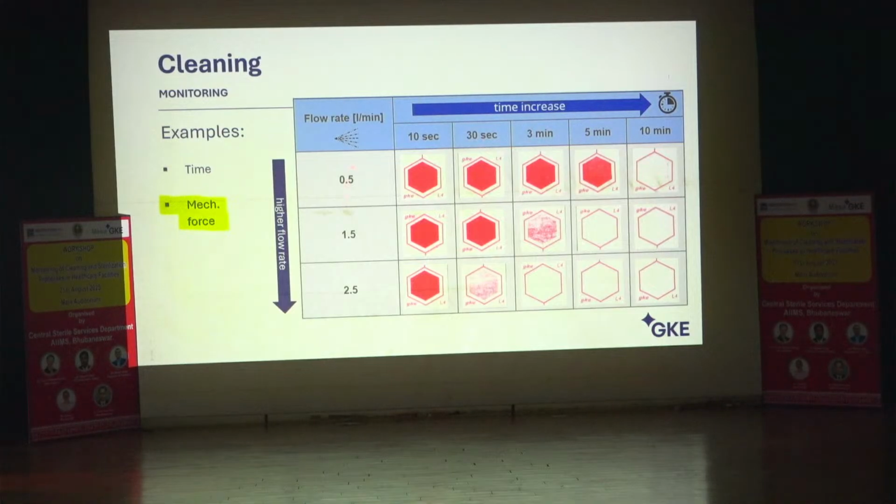And now look at that. When we increase the flow rate to 2.5 liters, then the spray force is stronger. And you see, when I increase it to this value, I only need 5 minutes to clean it instead of 10. And if I have this value, it's already clean after 3 minutes.